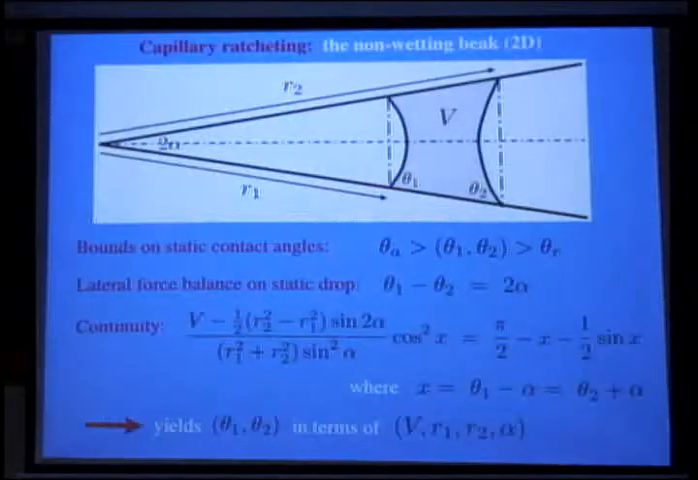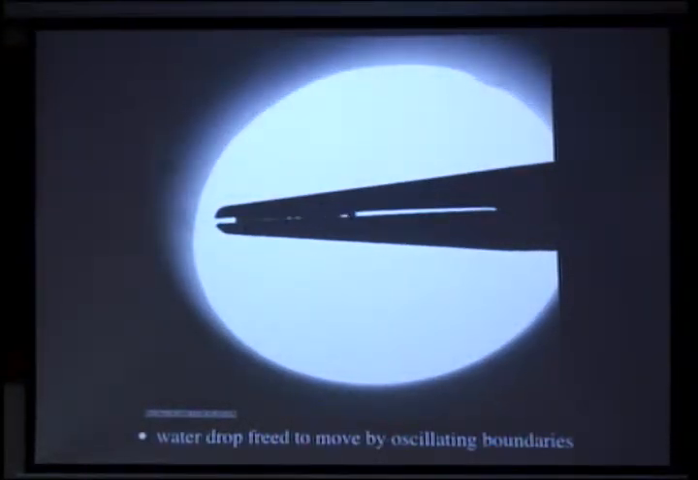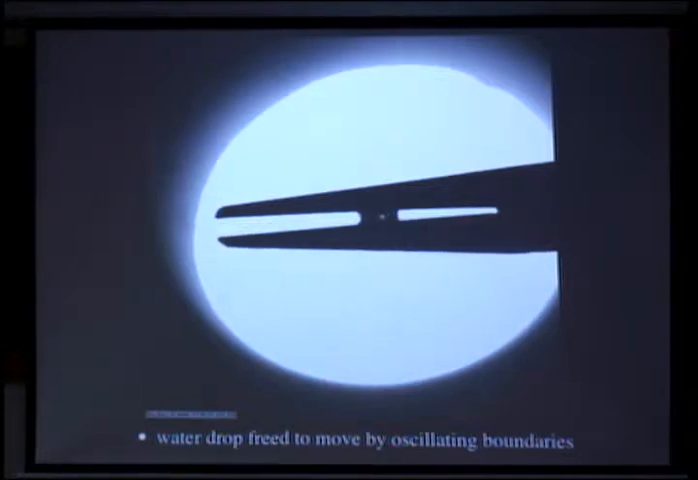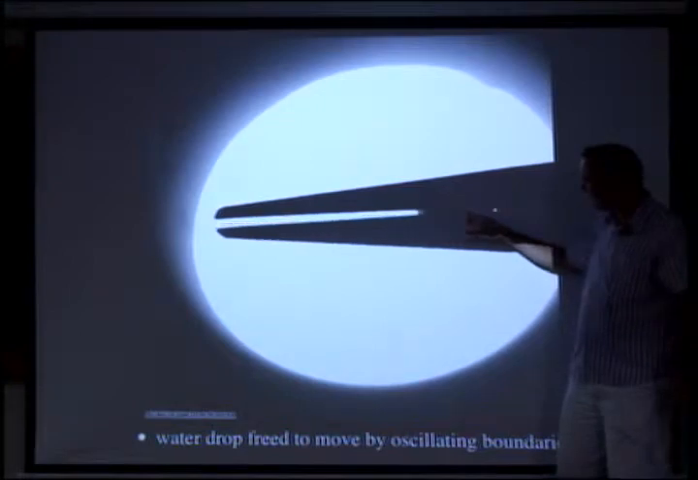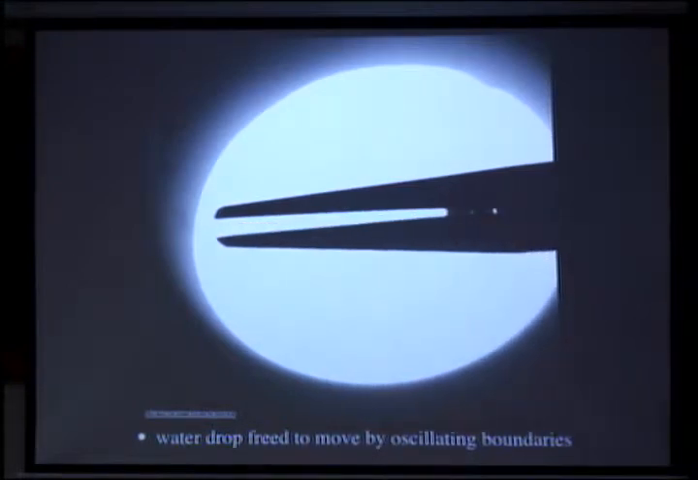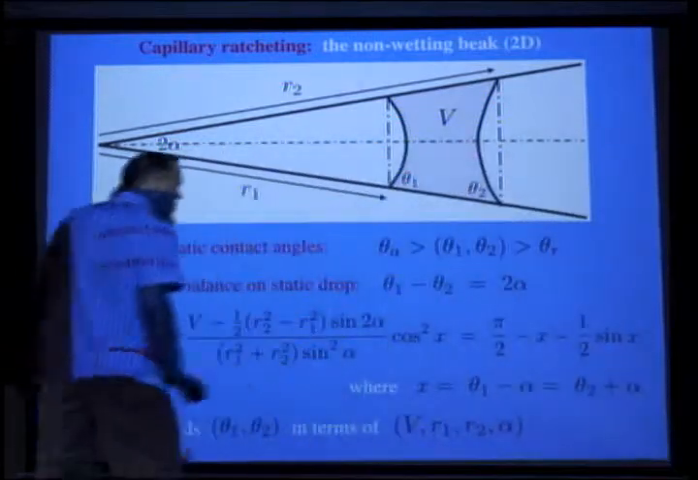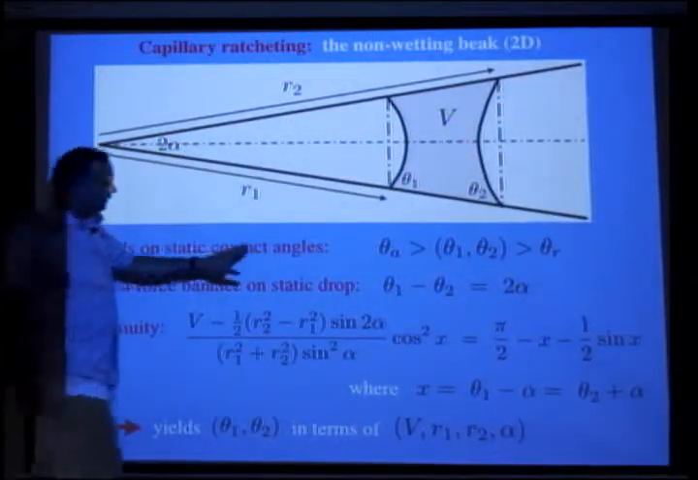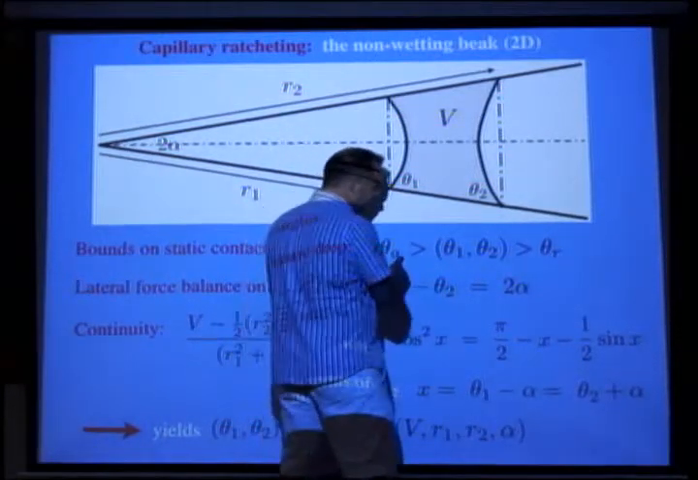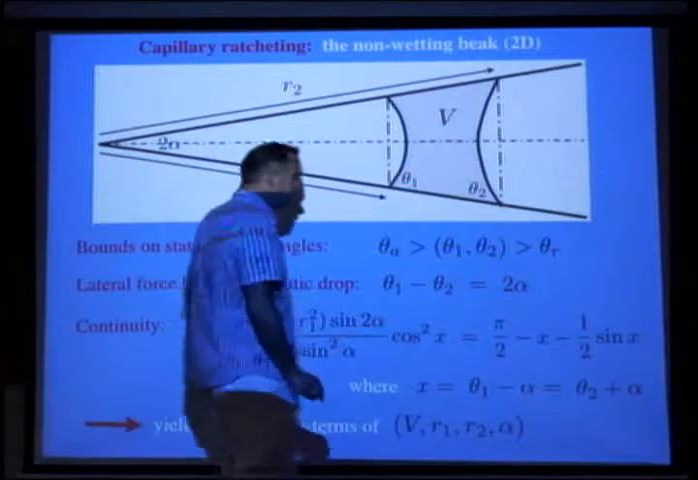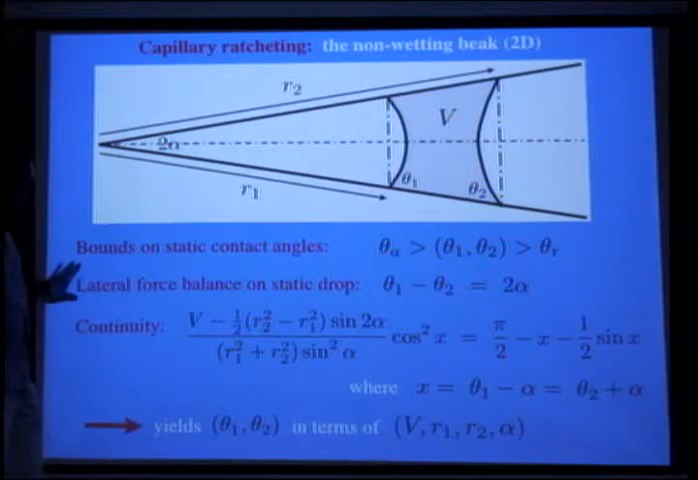So we're going to optimize, but first you can see basically how it moves. When it closes, it exceeds the contact angle fastest on the right-hand side. So let's just try and rationalize that. We know that these static contact angles are bound above by the advancing value and below by the retreating value. And we also know there's this lateral force balance on the static drop.